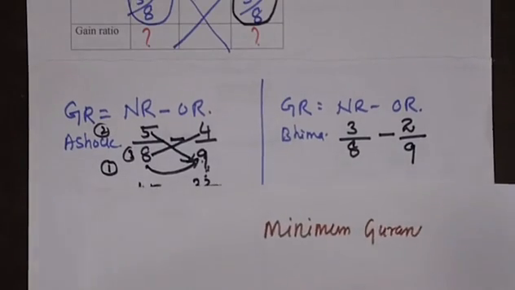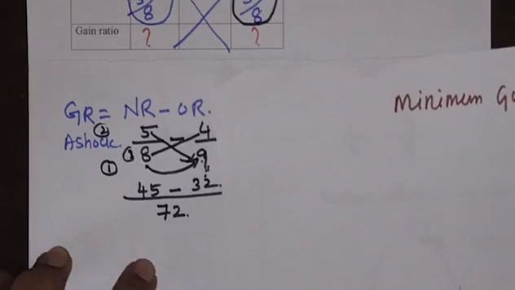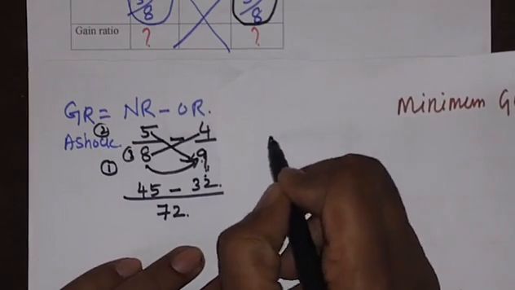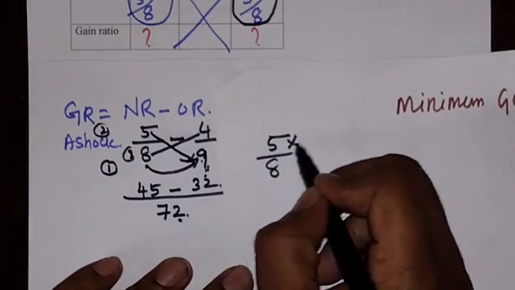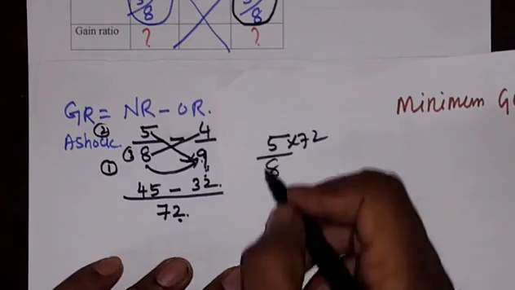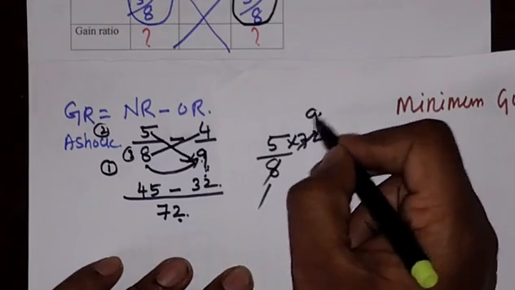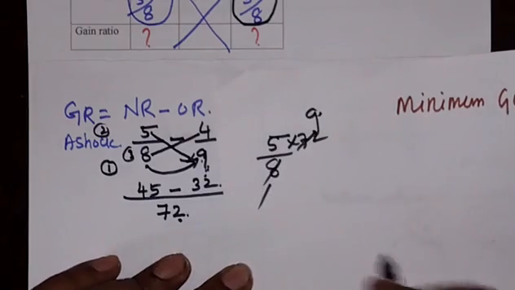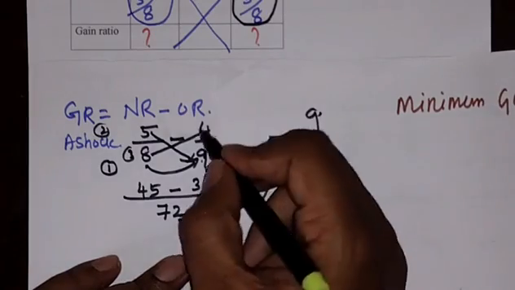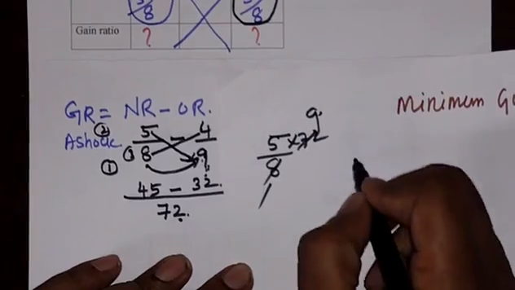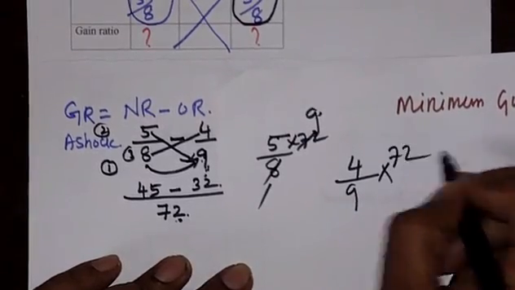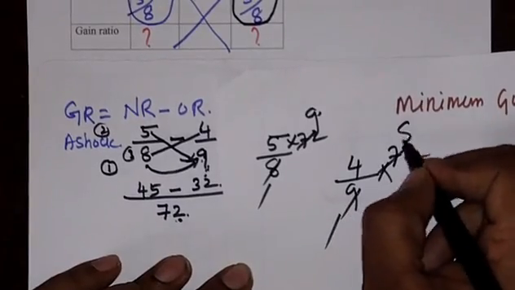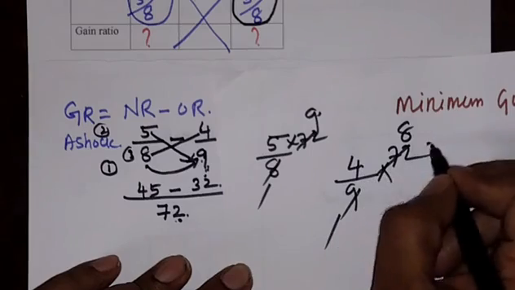Or else you can work it out in another manner also. Let me show that one. You can see that 5 by 8 multiply with this 72. So 8 1s are 8, 9 5s are 45. And second case, this 4 by 9 multiply with the 72. 9 1s are 9, 8 4s are 32.